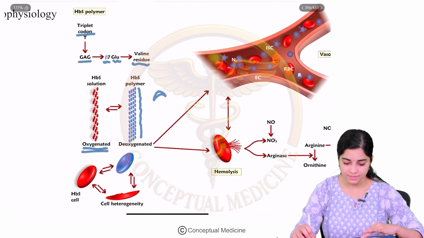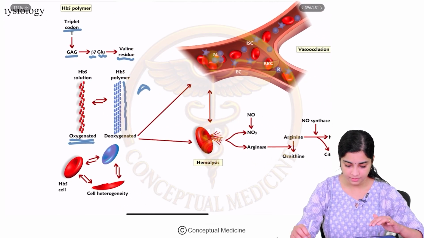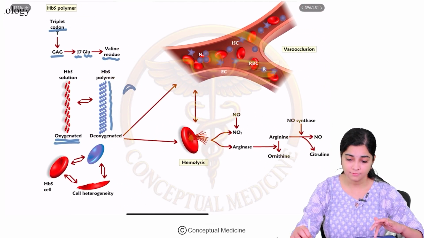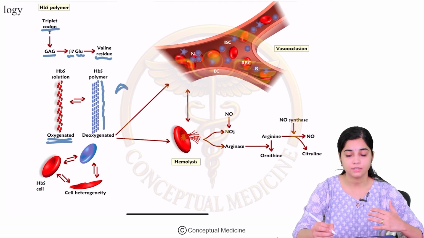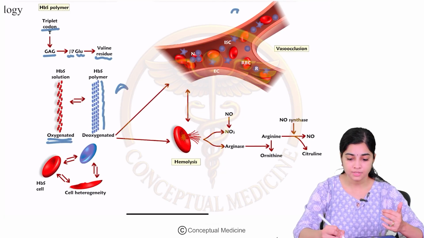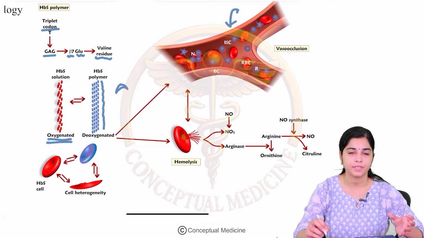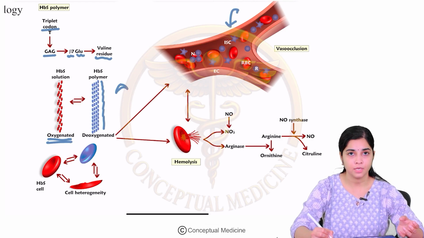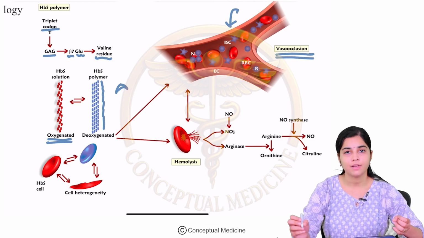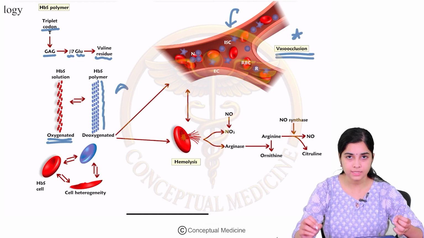So what happens as a result of this sickling? These sickle cells go further downstream and cause obstruction of the vessels. They clump together and obstruct the vessel, reduce the blood flow, and it results in vaso-occlusion. That is one of the things.